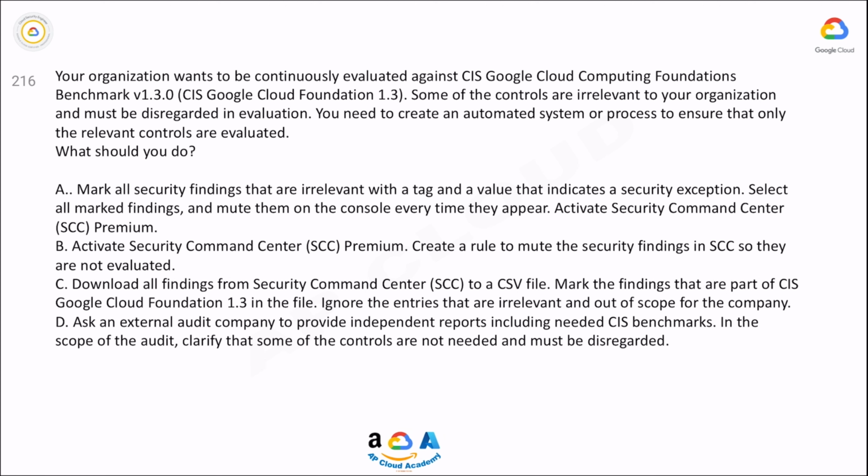C. Download all findings from Security Command Center (SCC) to a CSV file. Mark the findings that are part of CIS Google Cloud Foundation 1.3 in the file. Ignore the entries that are irrelevant and out of scope for the company. D. Ask an external audit company to provide independent reports including needed CIS benchmarks. In the scope of the audit, clarify that some of the controls are not needed and must be disregarded.